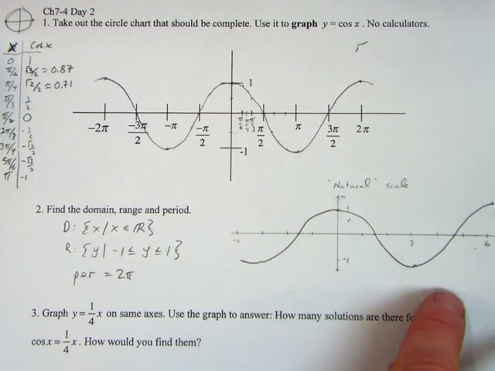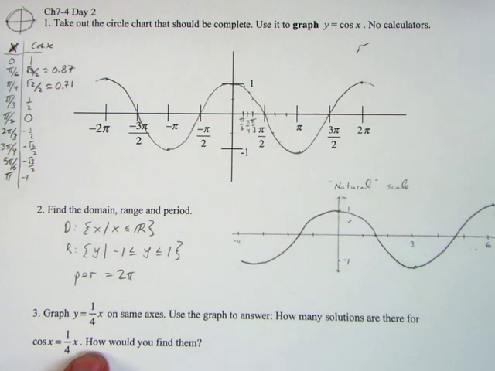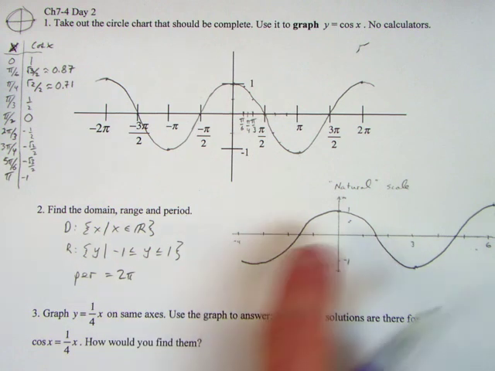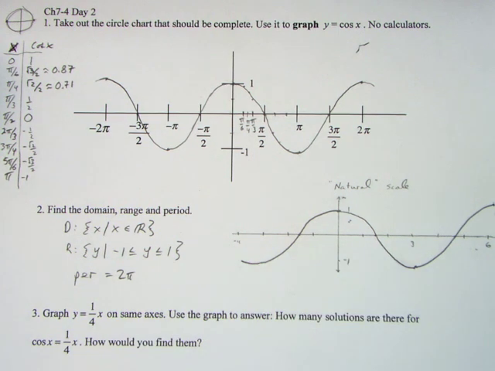Now, this will be a nicer way to deal with problem number 3. When I say graph y equals 1/4 x on the same axis, what I meant to do was for this natural scale. How many solutions are there?